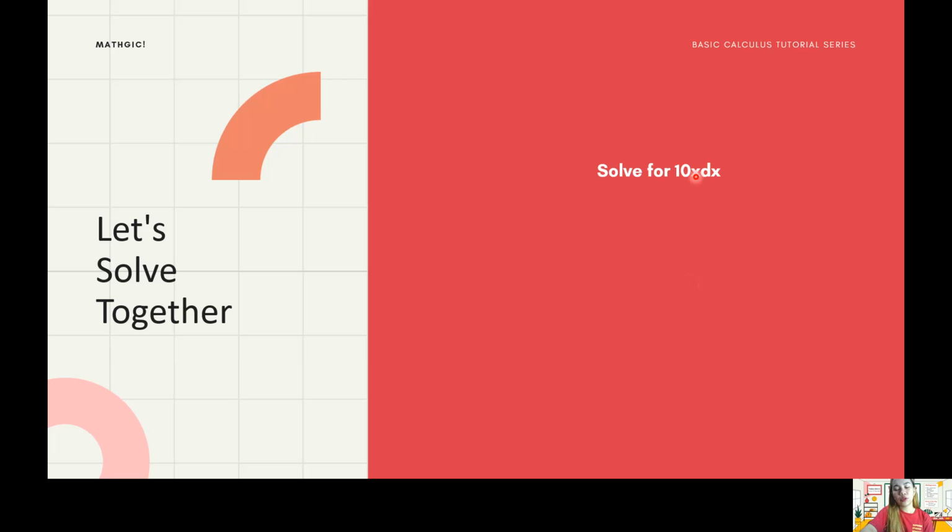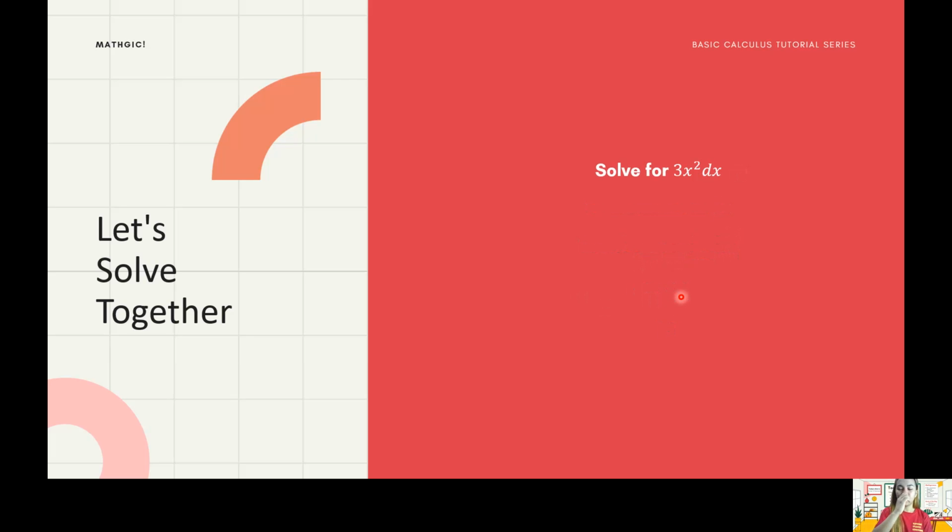Next example, we have to solve for d/dx of 10x. We will solve this using constant multiple, which states that the derivative of the function x is multiplied by the factor c, which is 10. So according to the identity rule, d/dx of x is equal to 1. Therefore, we have 10 times 1, which is 10.